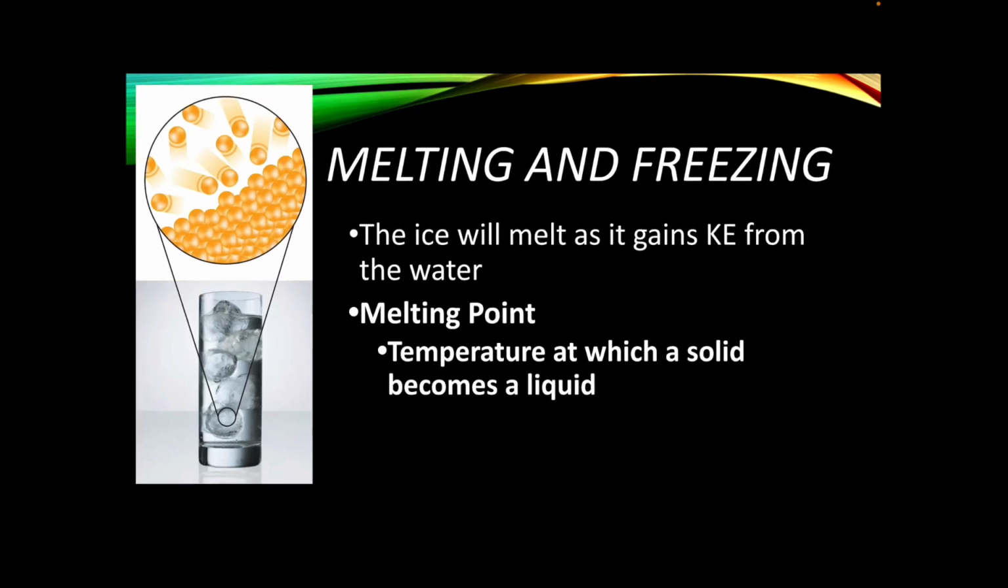So when ice melts, the particles that make up the ice are going to gain enough kinetic energy from the particles in the water. And when they gain that energy, those particles in the ice are going to overcome the attractive forces that are keeping them together. And then they're going to start melting. So they're pretty much breaking that crystalline structure that makes up the ice, and they will melt.